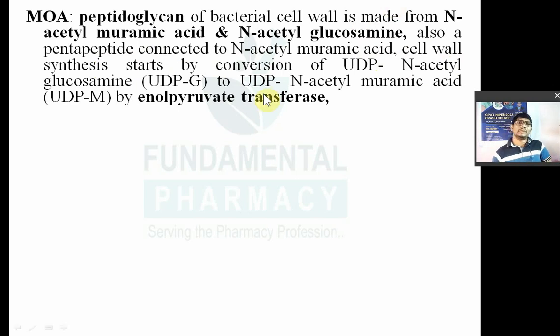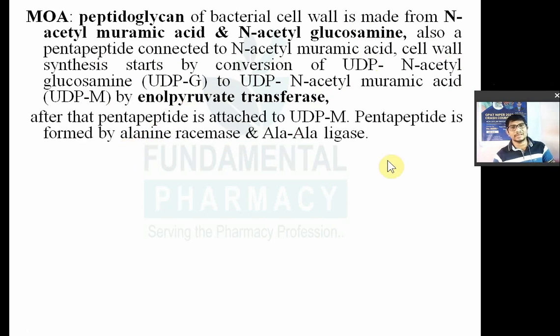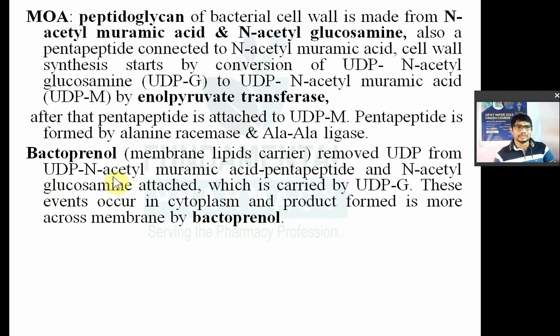In cell wall synthesis, it starts by converting UDP N-acetyl glucosamine to UDP N-acetyl muramic acid by the enzyme enol pyruvate transferase. After that, the pentapeptide is attached to UDP-M, that is UDP N-acetyl muramic acid. The pentapeptide is formed by alanine racemase and ala ligase enzyme. We have seen that bactoprenol is the membrane lipid carrier which removes the UDP from the UDP N-acetyl muramic acid and pentapeptide. N-acetyl glucosamine is attached, which is carried by UDPG. These events occur in the cytoplasm, and the product formed is transported across the membrane by bactoprenol.